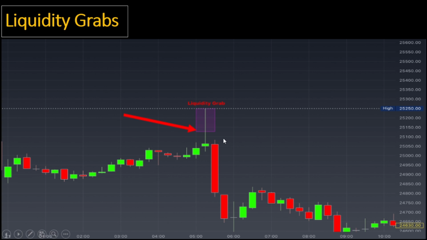Liquidity grabs occur when large market players, like hedge funds or whales, manipulate the market to trigger stop losses and create panic among traders. This manipulation often happens around key support or resistance levels where many traders place their stop losses. Here's an example of a liquidity grab.